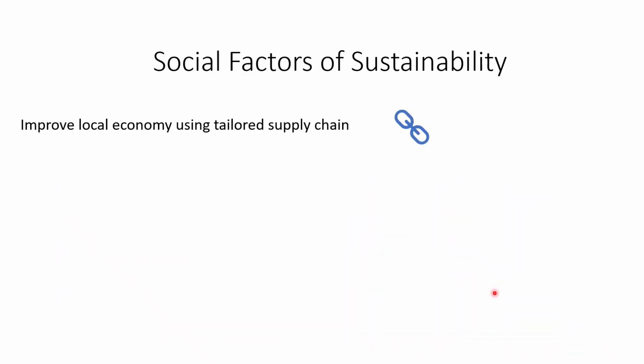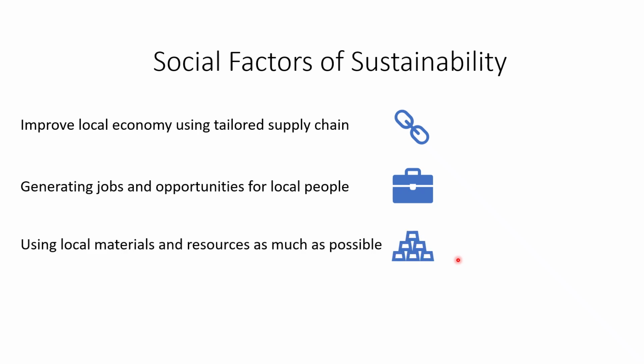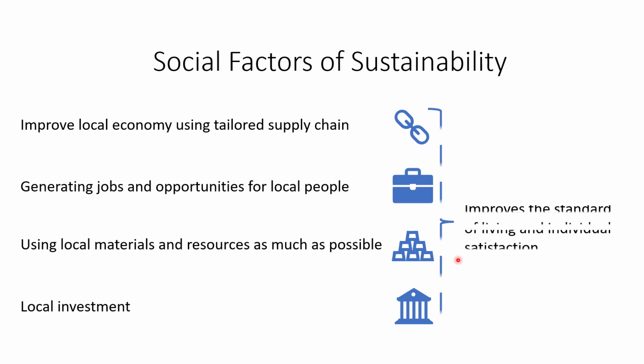Now, what are the social factors? It improves the local economy using a tailored supply chain. You should use local vendors for raw material, and this way it generates jobs in the local area as well. We talked about it, and the local investment as well. Every project that you do in a locality is a kind of investment in that region, isn't it? So that's the third pillar of sustainability, which is social factors. It overall improves the standard of living and individual satisfaction as well.